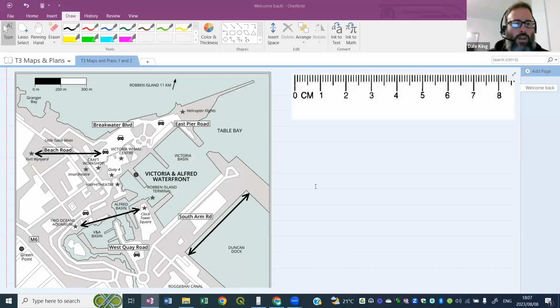It looks like a harbor here. Some touristy places are marked with stars. We've got car parks marked with a car. And there are some labels there as well. All right, good. Bar scale. Yes.